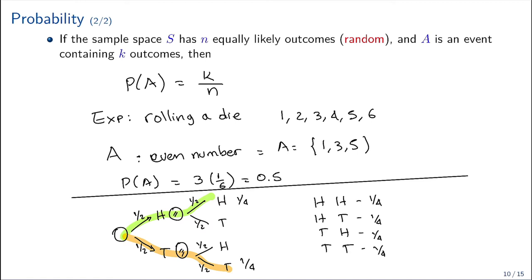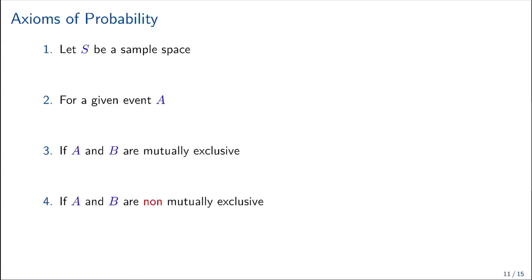Okay, let's have a look at the axioms of probability. Let S be the sample space. The probability of the sample space is equal to 1. Of course, if the event is equal to the sample space, the probability is equal to 1. It cannot be bigger than 1. Now, the probability of the empty set is equal to 0. And in general, for a given event A, the probability of A is a number between 0 and 1.